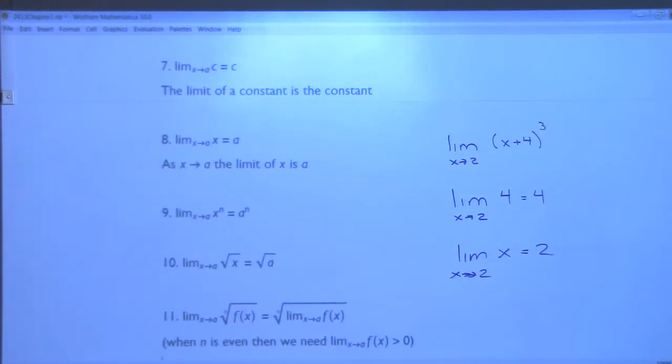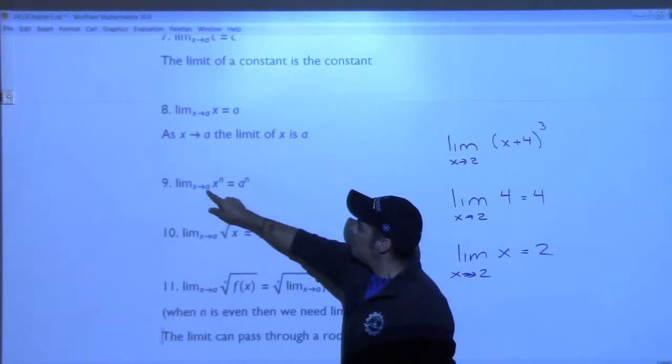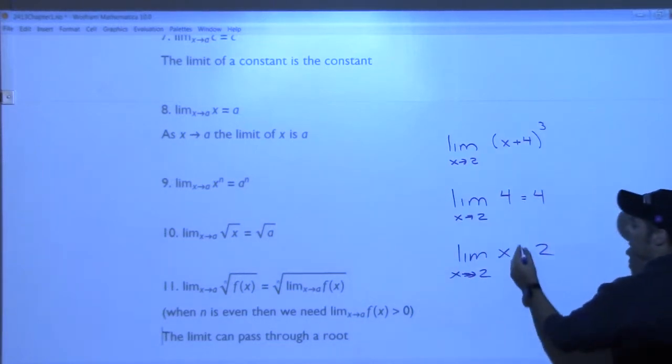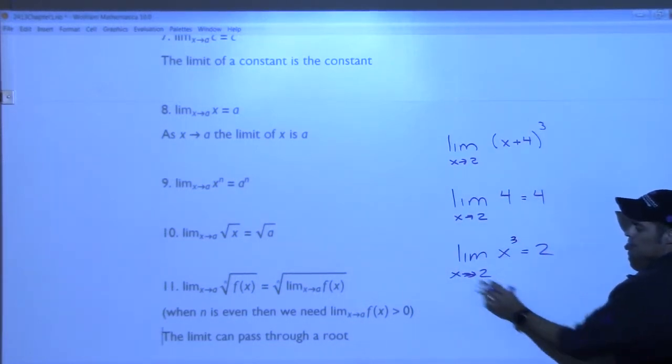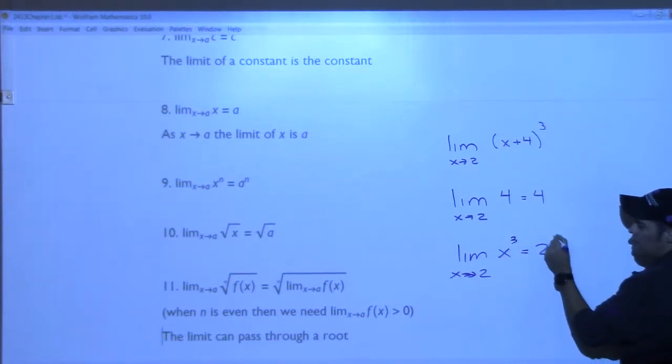All right, rule 9: as x goes to a, x to the n turns into a to the n. So imagine I change this right here to x cubed. The limit as x approaches 2 of x cubed. That should turn into what then? 2 cubed.